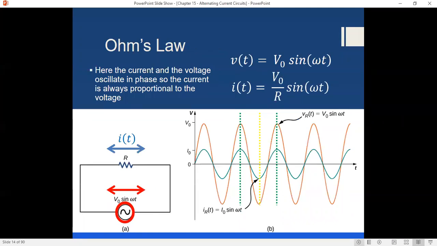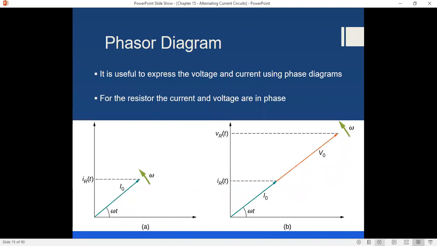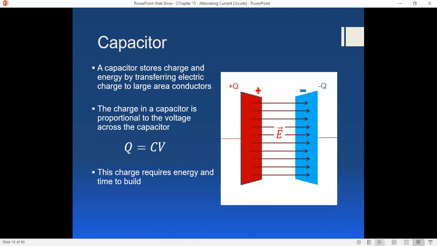Okay. All right. Now, that's the simplest case for our phasor diagram. Let's imagine what happens with our capacitor, because things are going to be a little bit different here. If we think about our capacitor, we will have current flowing to our capacitor as it charges.